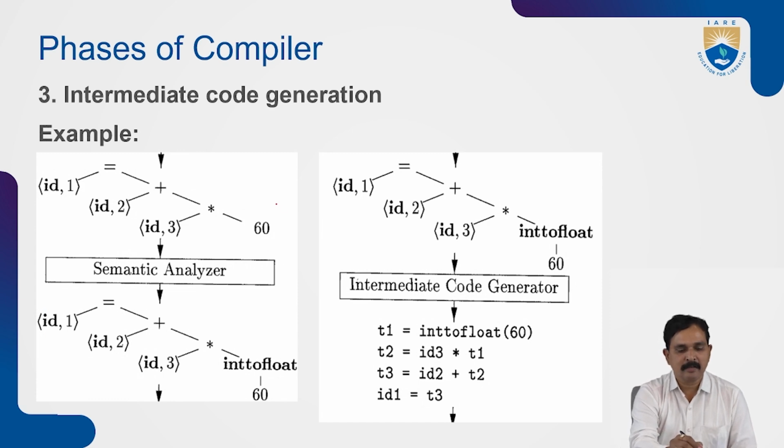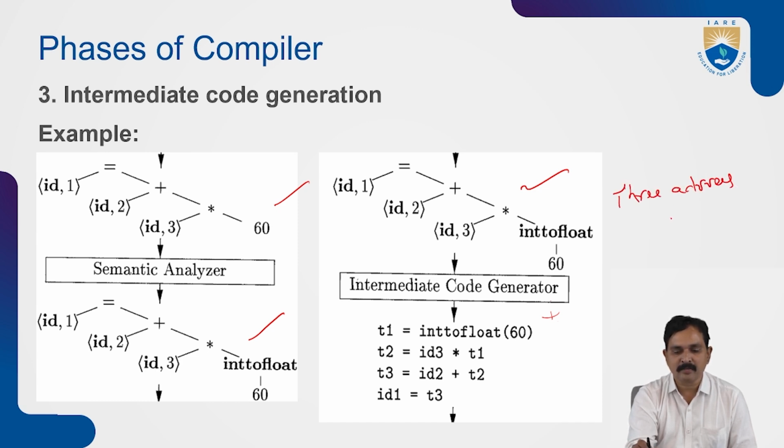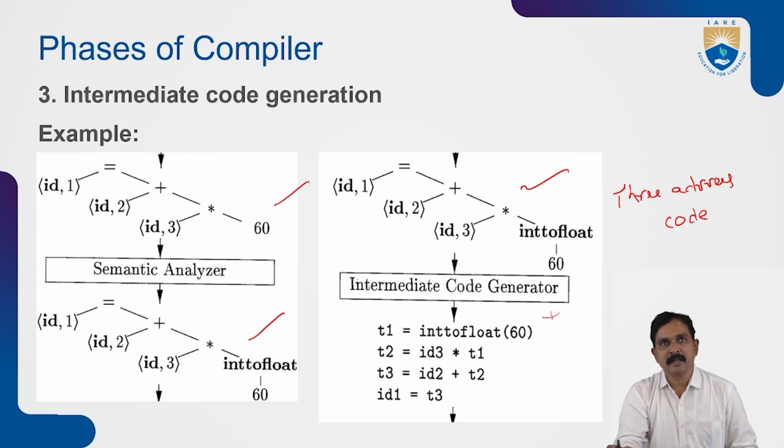So previously I already discussed all these things. Now we have to see the intermediate code generation. Here I am using three address code. What do you mean by three address code? I will give the details in the coming classes, but for understanding this intermediate code generation, I am just introducing the idea of three address codes.